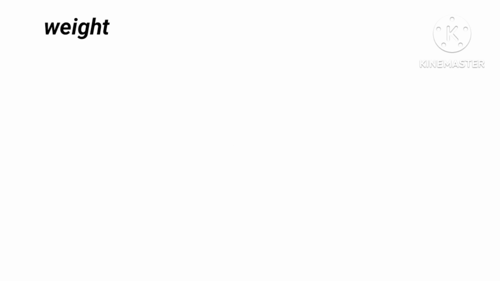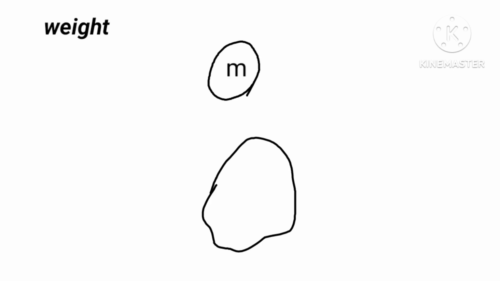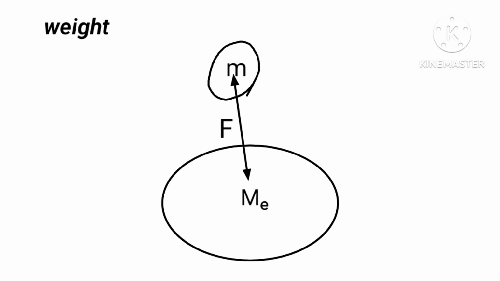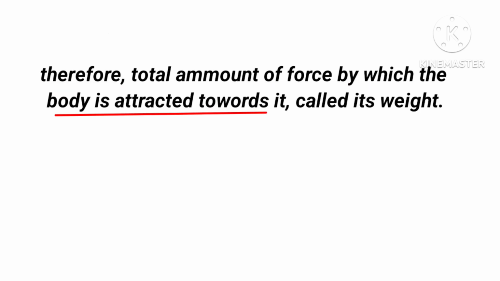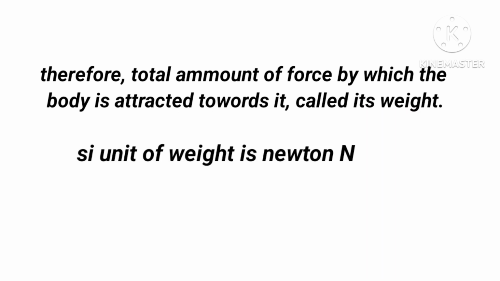In order to understand weight, let us have two bodies of mass M and mass m. There exists a force F between them. If M e is taken as mass of Earth, it attracts mass m towards itself. An acceleration produced is g. So the force applied by Earth on mass m is F equals ma. But for vertical motion a is replaced by g. We will call this force the weight of the body, written as W equals mg. Therefore, total amount of force by which the body is attracted towards the Earth is called its weight. SI unit of weight is Newton, N.